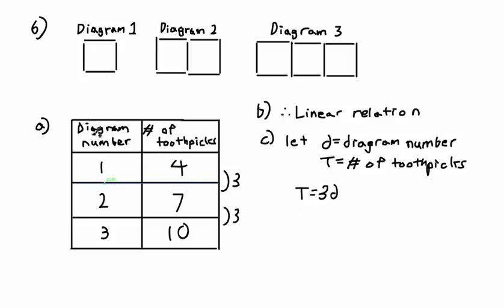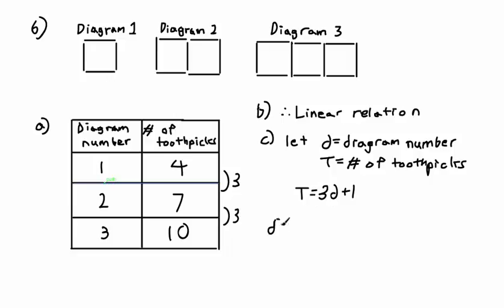And when we plug in D equals 1 for diagram 1, we get T equals 3 toothpicks. But we have 4 here. So how do we make 3 into 4? We add 1. That way this equation works for the first diagram. Now we have to test if this equation works for the second and third as well. Well, when we plug in D equals 2, we get 3 times 2 is 6 plus 1 is 7. 7 toothpicks. So it works for diagram 2. Now what about 3? We plug in 3 and we get 3 times 3 is 9 plus 1 is 10. So 10 toothpicks. So this equation works for all of our diagrams. So therefore T equals 3D plus 1 is our equation.